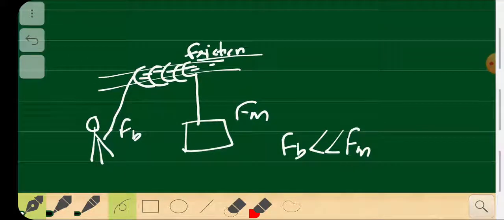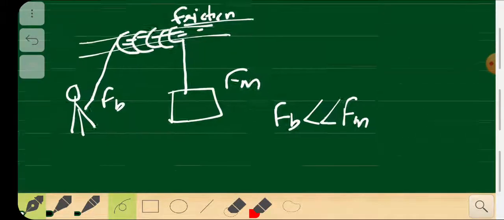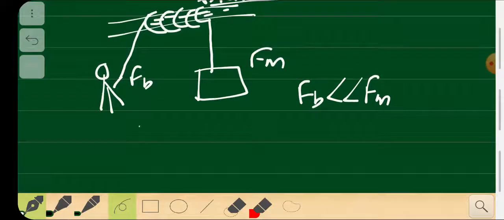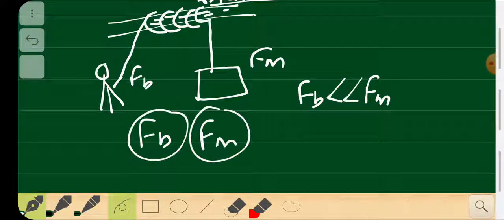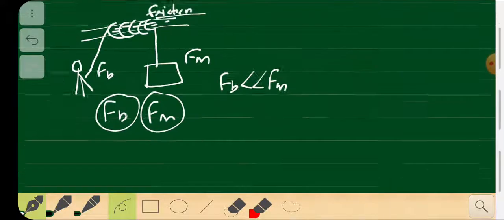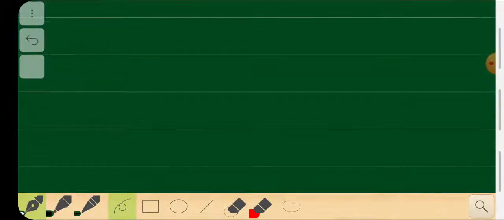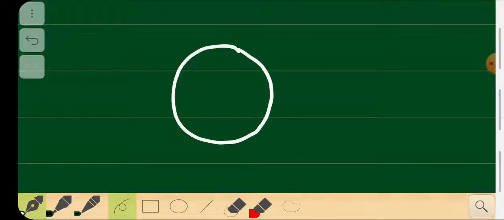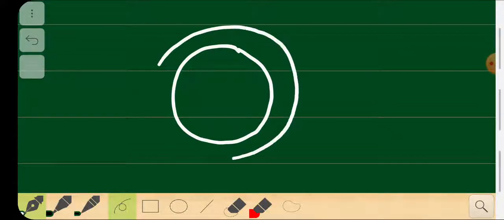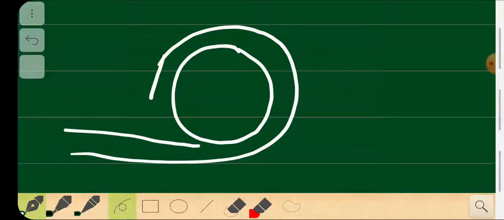So what is the physics behind it, right? We need to find out how the force of the boy and the force of the mass are related. What is the equation connecting them? That's what we are going to find out. To understand that, I have to take a slice of this whole thing. I'm going to take a cross section of this pole and the rope rotating around it, so that will look something like this.